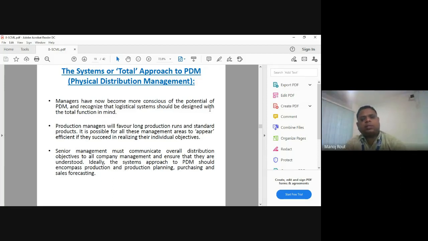The next is that the production manager, as well as the distribution manager or logistic manager, must communicate overall distribution objectives to the senior management. In the case of senior management, they must ensure that they understand the concept and the system of physical distribution. And ideally, the system approach to physical distribution should encompass production planning, purchase, and sales forecasting. So these are the things which are directly involved in physical distribution.